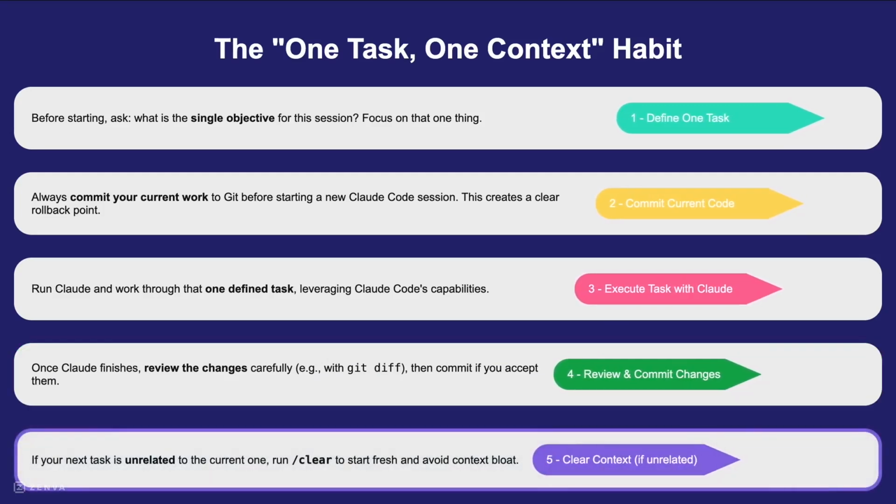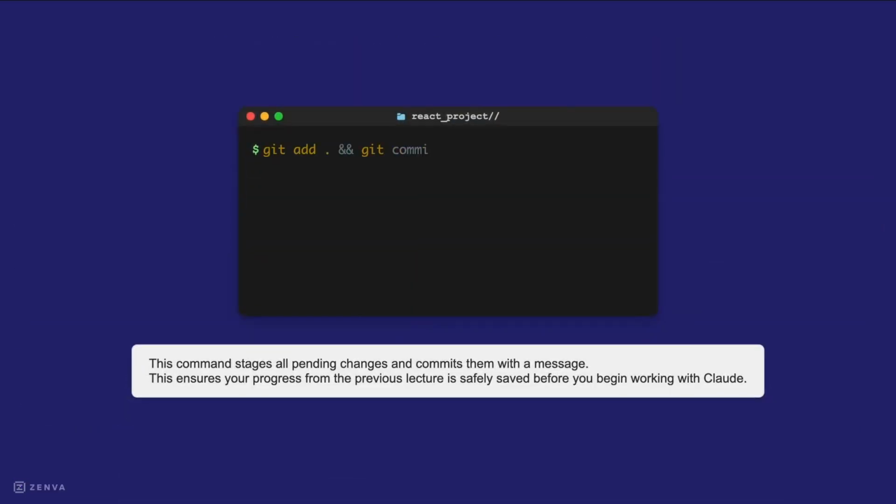Finally, if your next task is unrelated, run the /clear command. This starts you fresh, preventing context bloat and setting you up for good performance. Before a new Claude Code session, save your progress. Run git add to stage changes, then git commit to save them to your repository. This ensures you have a rollback point before opening Claude Code.